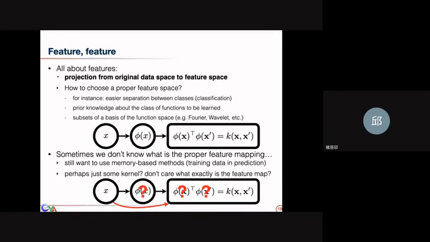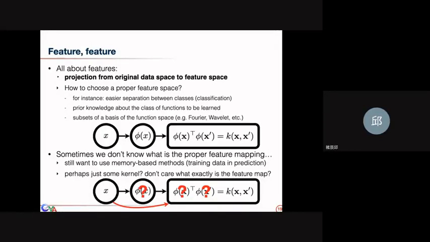The second thing is that we know that in the typical machine learning pipeline, the feature representation of your data is a very important component. You basically determine what kind of feature you are going to use based on your application and your data.